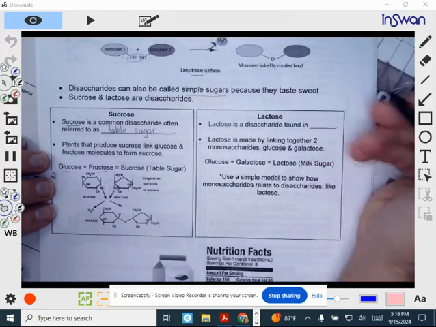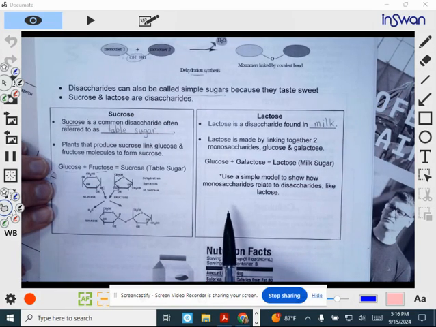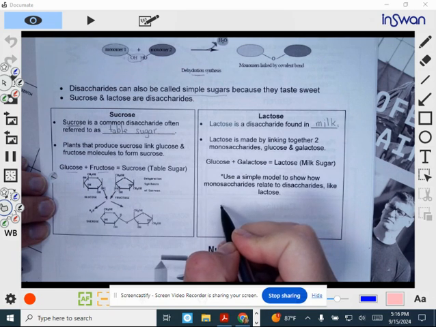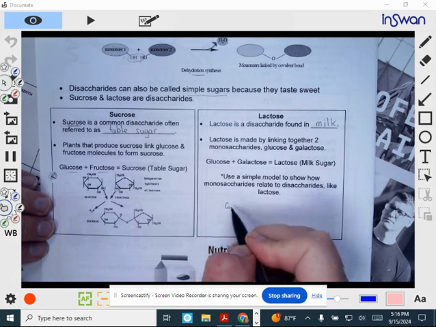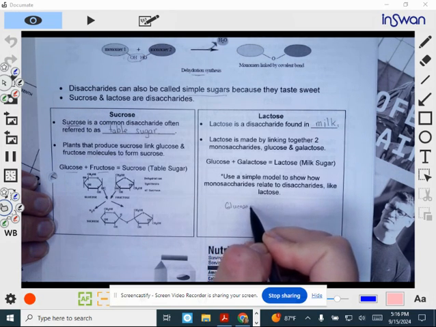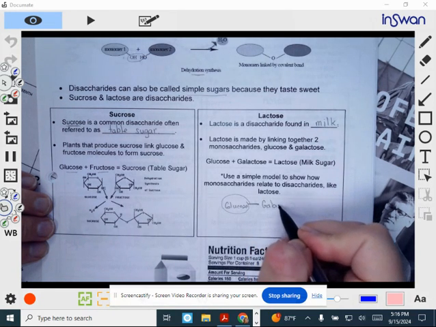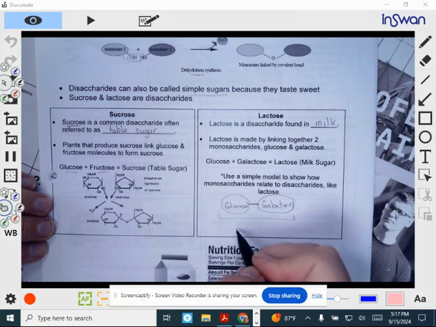Now let's talk a little bit more about lactose, the disaccharide. It is found in milk. And you've probably heard a little bit about lactose before because some people are lactose intolerant. So what that means is whenever they drink milk, that lactose exists as a disaccharide. So it's got a glucose hooked together with a galactose. And now it is called lactose.